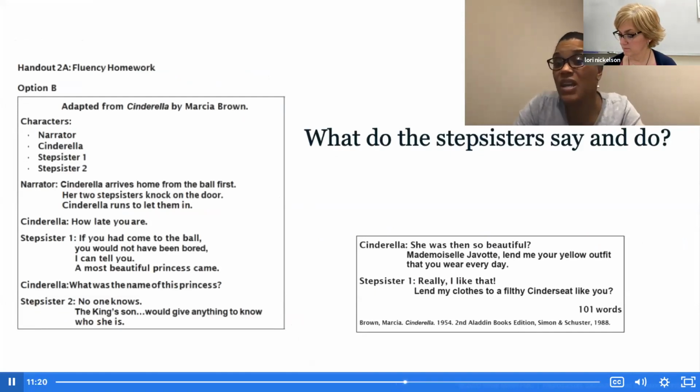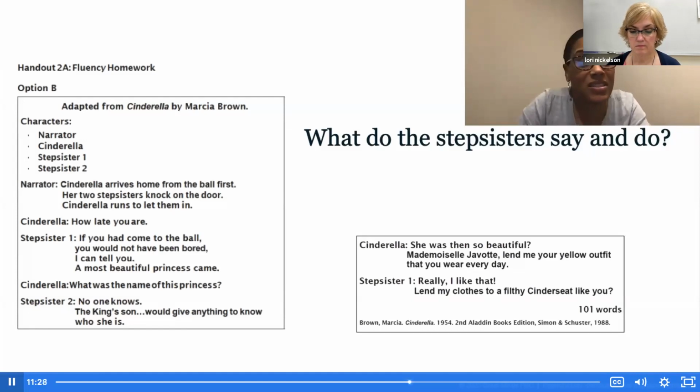Listen as I read another scene, and again, pay careful attention to what the sisters say. Again, I'm going to read the dialogue between the stepsisters and Cinderella.